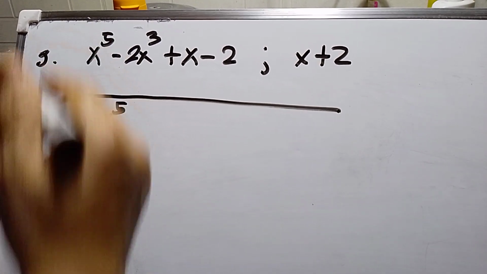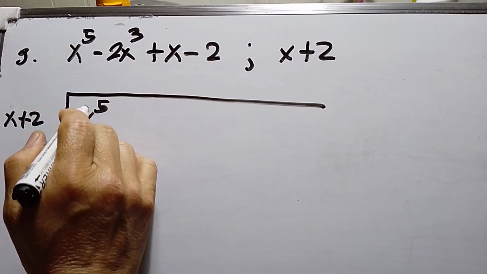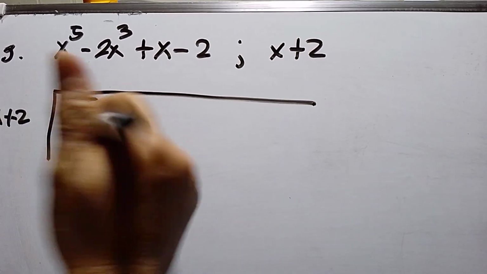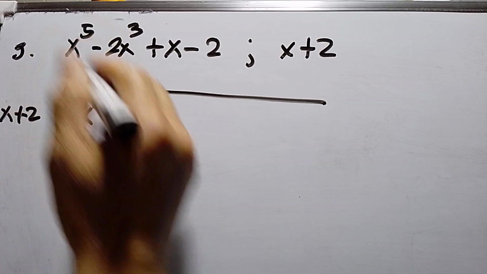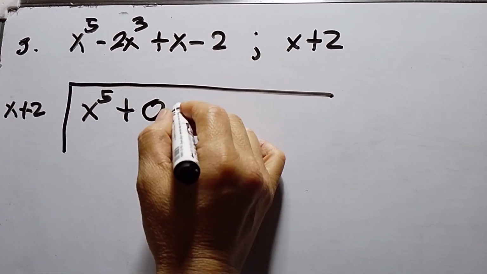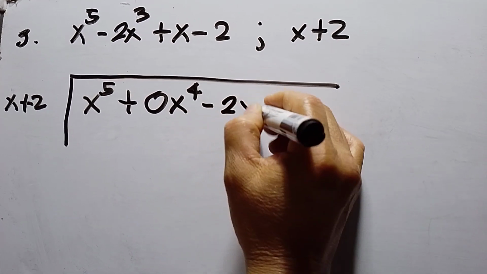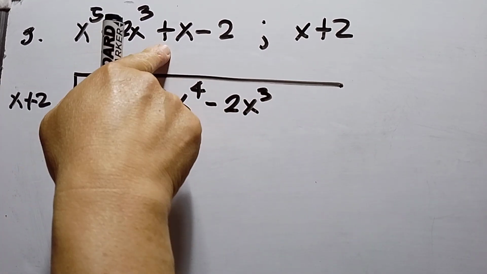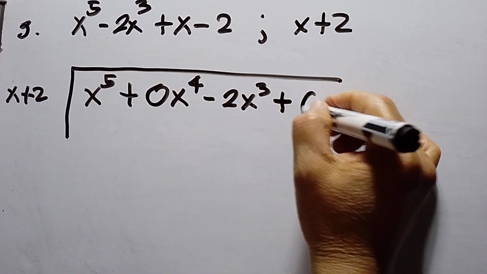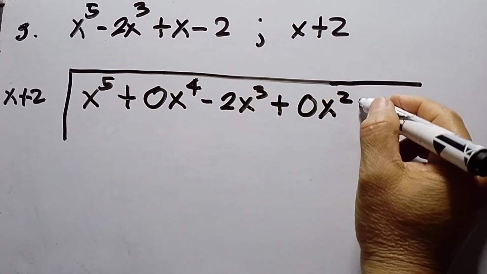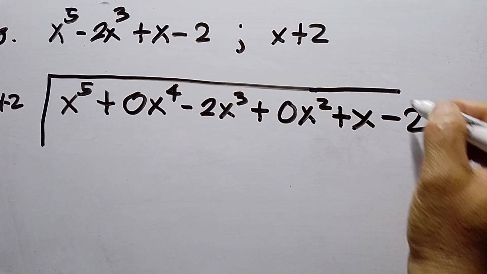Since there is no x to the 4th, and the exponents should be in descending power, after the 5 I write 0x to the 4th. And then followed by this one, negative 2x cubed. Then I don't have x squared, so I will put 0x squared. And then plus x, and then minus 2.